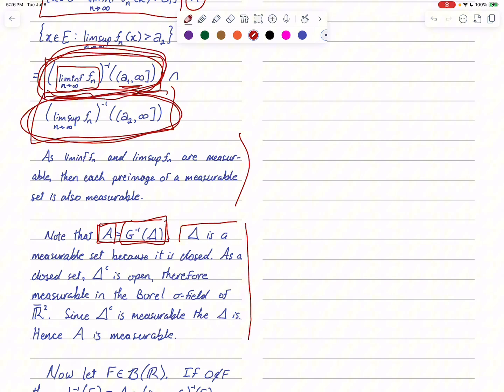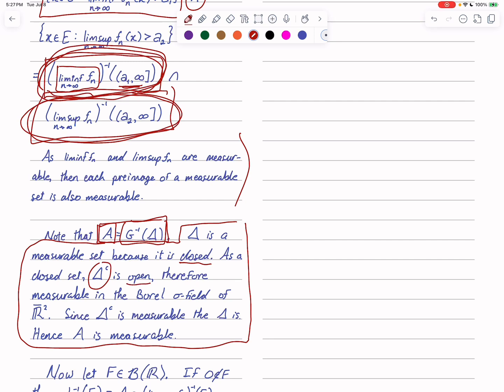So why is delta measurable? Well, keep in mind the sigma field that we're talking about here. It is the Borel sigma field, and therefore it is generated by the open sets. Well, this delta fairly clearly is a closed set. If you'd like me to prove that, I can prove that. Leave a comment if that's what you want, but I think it's clear enough that any continuous curve in two-dimensional space is a closed set. And so delta is a closed set, and as a closed set, its complement is open.